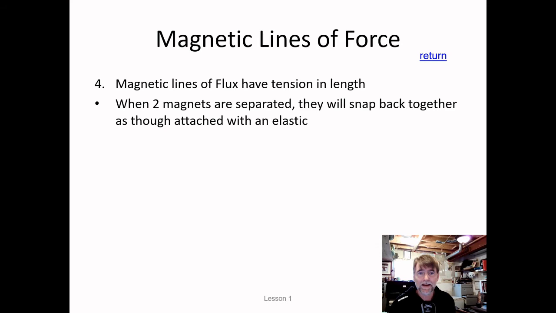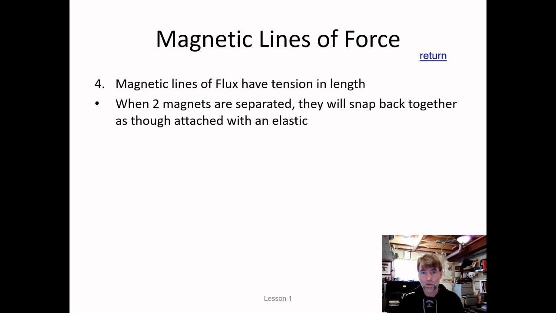Magnetic lines of flux have tension in length. Now here's an interesting one. I don't have a good picture for this. Okay, you're going to have to create the picture in your mind. Imagine an elastic. As you stretch the elastic, it wants to return to its former length. So that is tension in length. As you stretch it, it wants to go back to its original length. That's where the analogy between a magnetic line of flux and an elastic works. That's what the tension in length means.